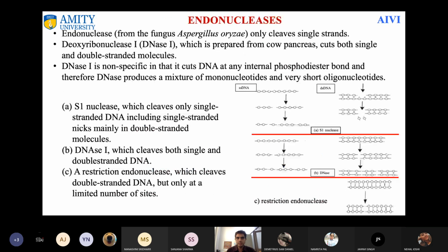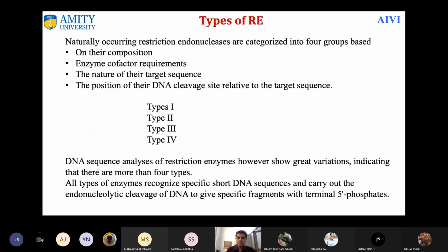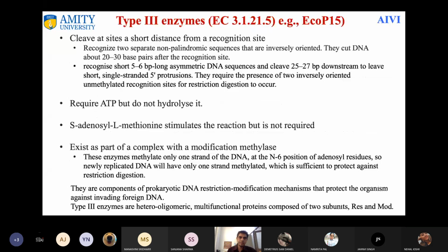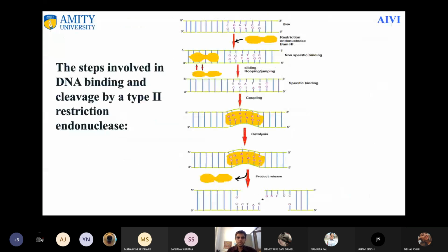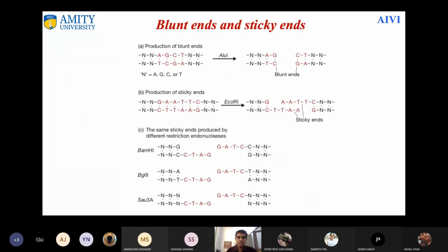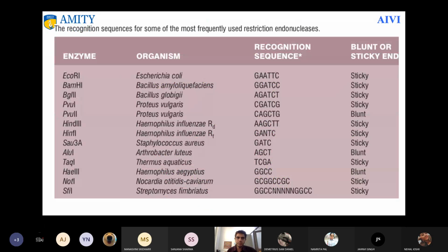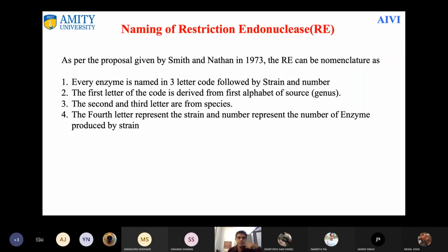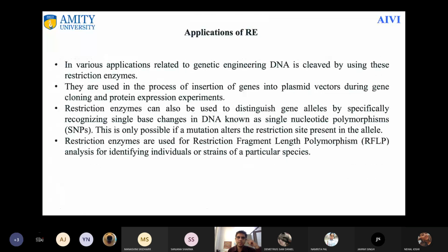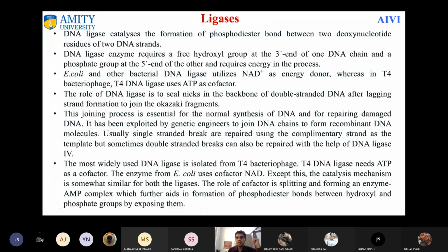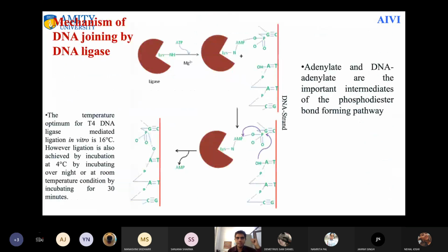We talked about nucleases, endonucleases, then a specific type of endonucleases, the restriction enzymes. We talked about their classification, their properties, their mode of action, what type of cut they produce, different important enzymes, their recognition site, and how we name them, and their isomeric mechanism. Then we talked about ligases, how they function, what their requirements are, what their utility is, and their mechanism of action.